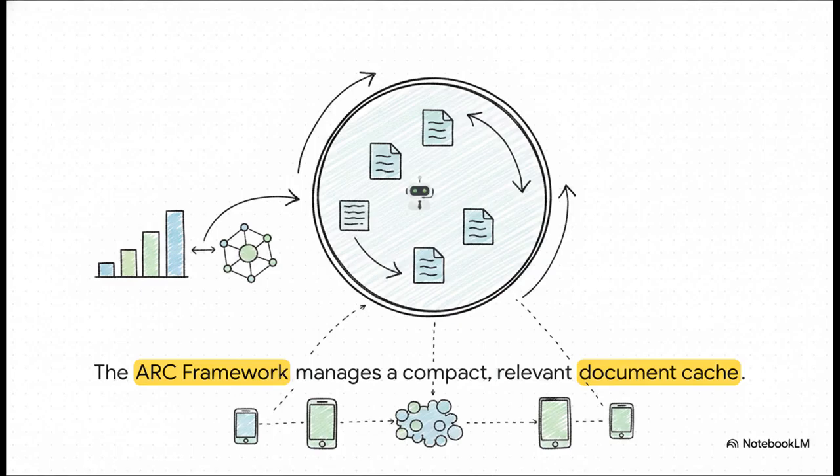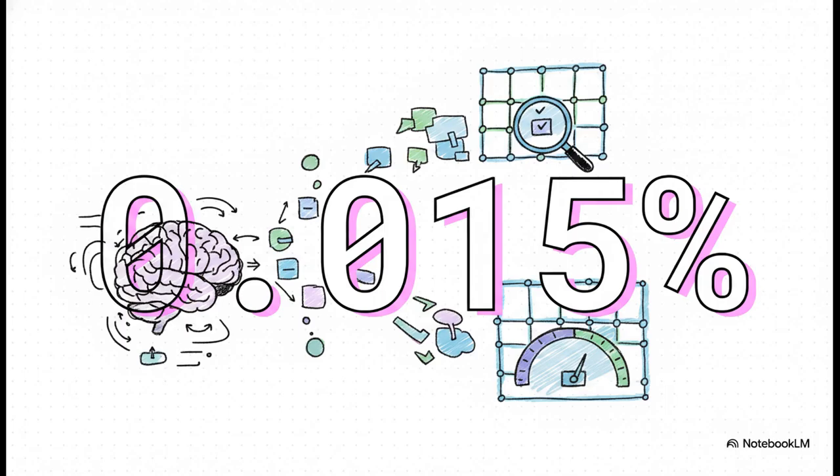Now let's look at how we push this efficiency to the absolute extreme, especially for resource-constrained environments like mobile or edge devices. This is the ARC framework, the Agent RAG cache. It actively manages a dynamic, highly relevant cache of documents right where you need it. It uses something called distance rank frequency to measure historical demand, and hubness scores to identify geometrically central items in the embedding space.